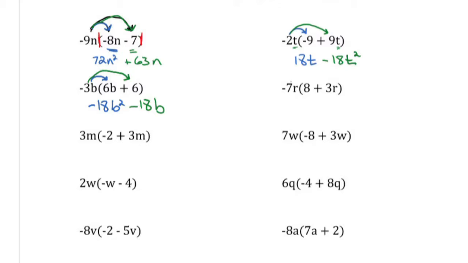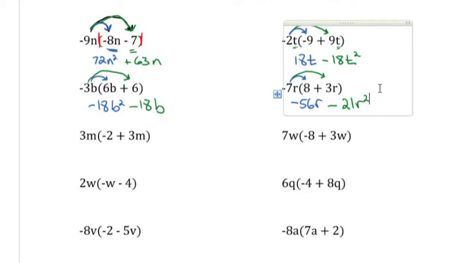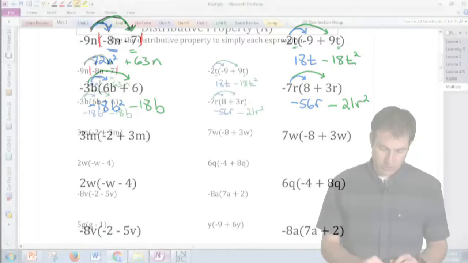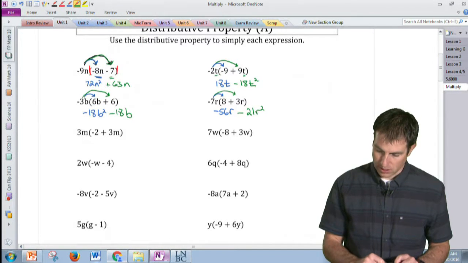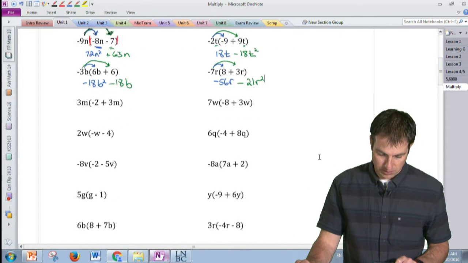Moving along. Negative 7 times positive 8 gives us negative 56, and then r times 1 is r. And then the second one is going to be negative 7 times positive 3 is negative 21r squared. I'd love to tell you it gets a lot more difficult than that, but it doesn't. That's basically kind of it.